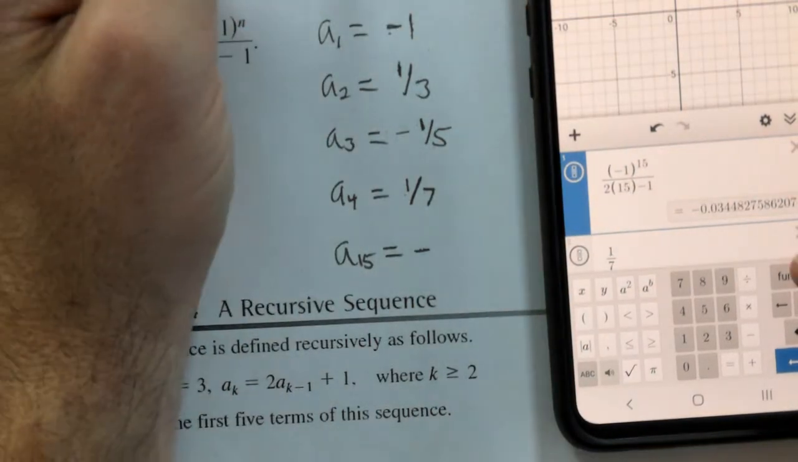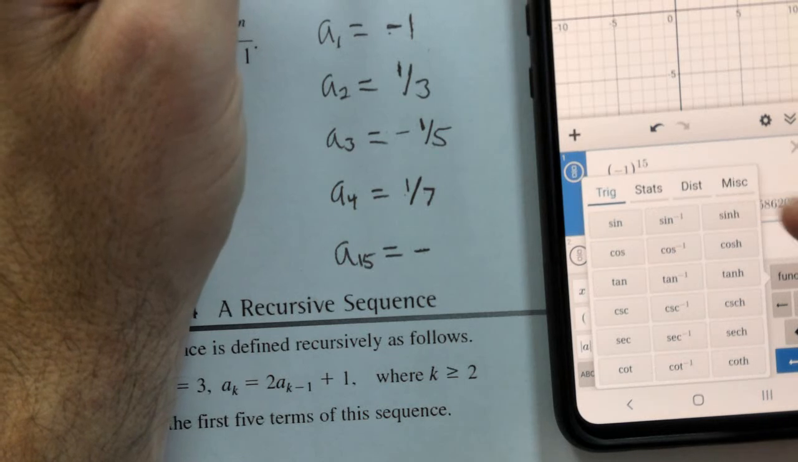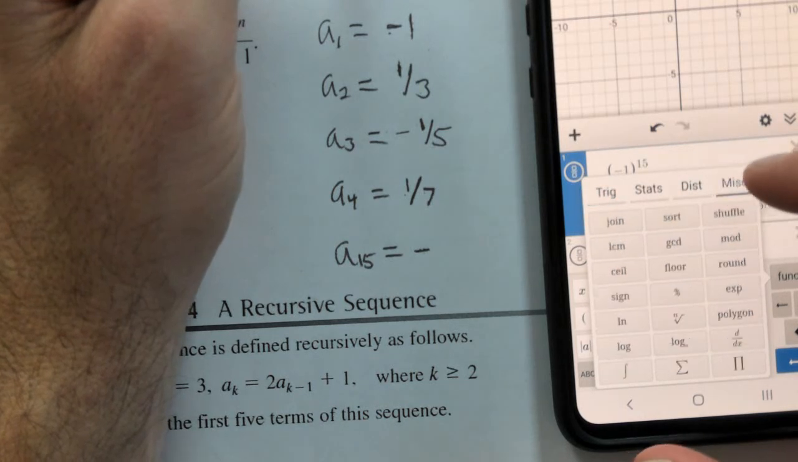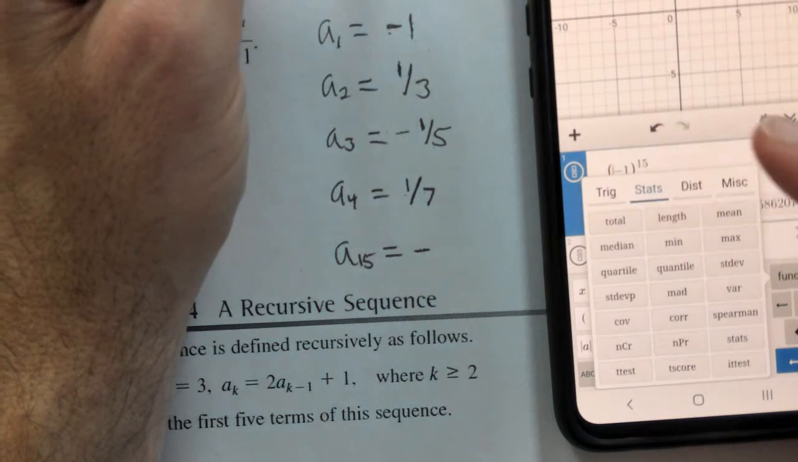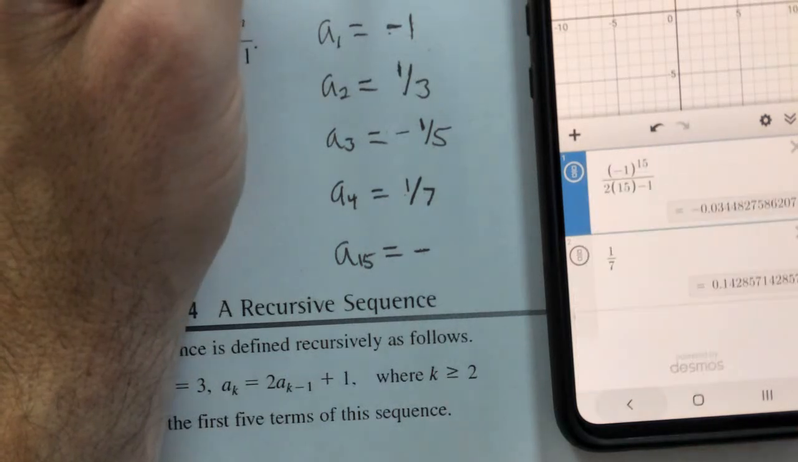And decimals has a lot of features. Let me see if it has a decimal to fraction calculator in it. I'm not sure that it does. I don't think it does. Yeah, I'm not seeing one.